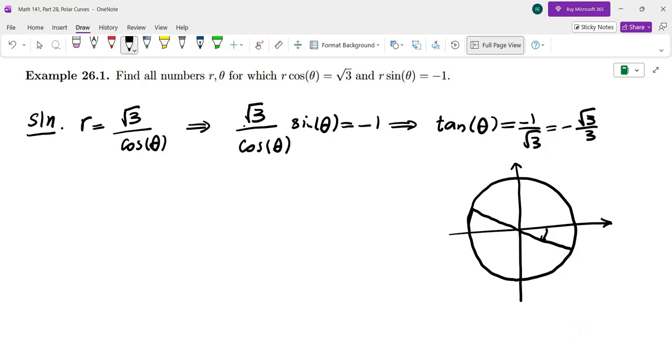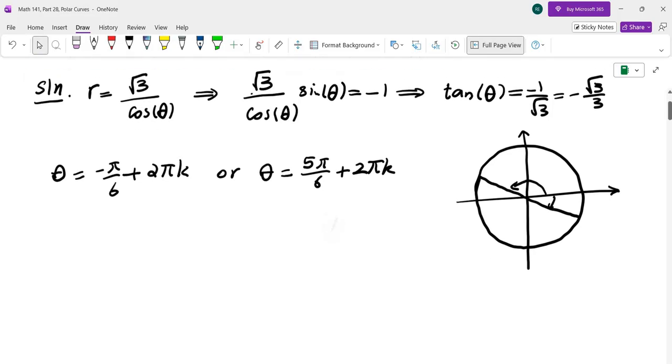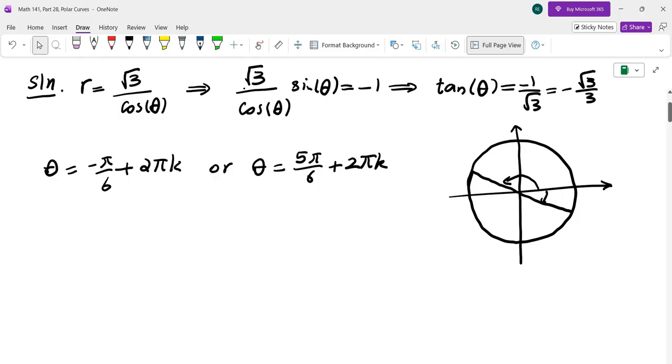So it's this angle. So it's either theta is negative pi over 6 plus 2 pi k, where k is an integer, or theta is this angle, which is 5 pi over 6 plus 2 pi k. So theta is one of those two angles. Now let's take each one of them, plug it in, and then see what we get.